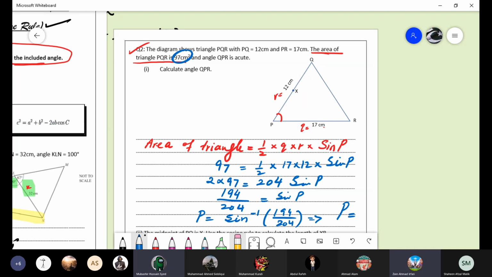Ma'am, the answer comes 71.985. Can we write it as 72 degrees? 71.98, yes, ma'am. Okay, so we can write it as 72 degrees. It means this angle is 72 degrees now. Ma'am, I didn't quite understand why we took the 2 on the other side and made it 2, not 1/2.